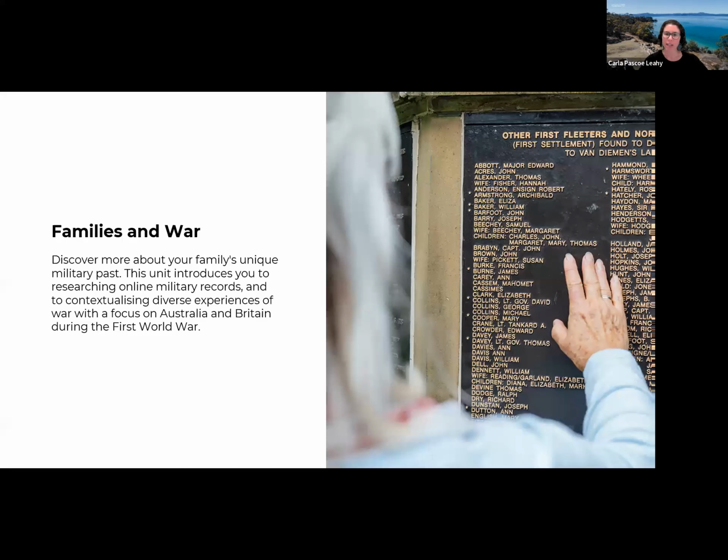Families and War is also running in term 3. And this subject recognises that many families will have had at least one member who served in a war. So we focus particularly on Australian and British soldiers' experiences during the First World War. And we take advantage of the fact that we have pretty amazing military service records available to us here in Australia through various sources, but particularly the Australian War Memorial. So for those of us that do have an ancestor who has served in the military forces, this unit is an opportunity to really learn a lot more about them and that particular point in their lives.